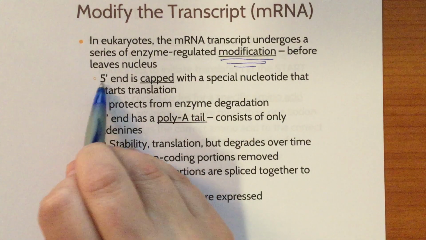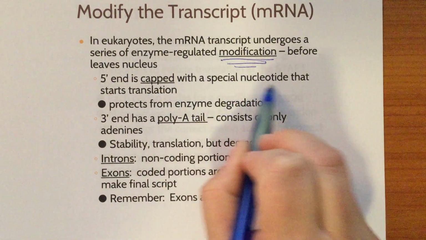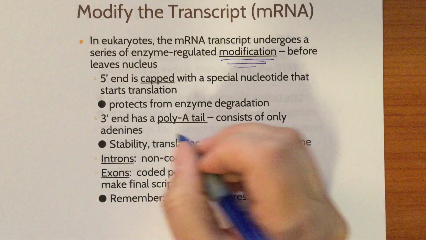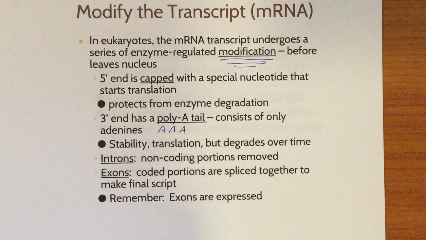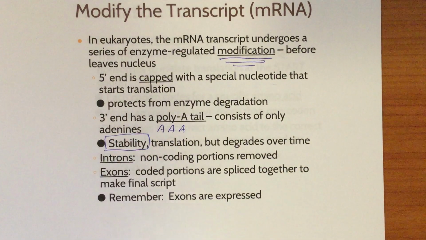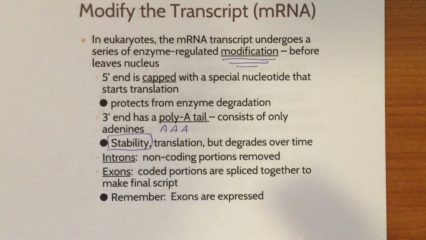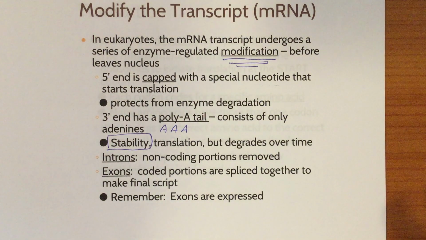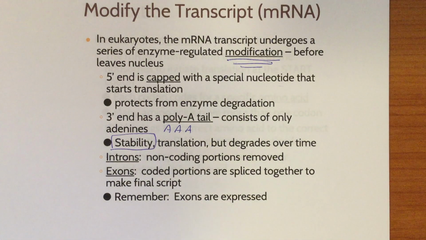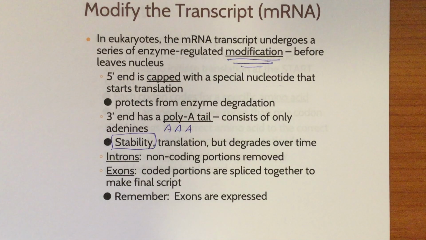So things that we do is on one end we put a cap, which is made up of a special nucleotide. On the other end we put what's called a tail, which consists of like 3 adenines all put together. What this does is it provides stability. It makes the mRNA not want to break down over time, so therefore it can actually get to its destination. The other very, very important thing that we're going to do is look at what's in this transcript that we have made, and is it all relevant to constructing our gene.